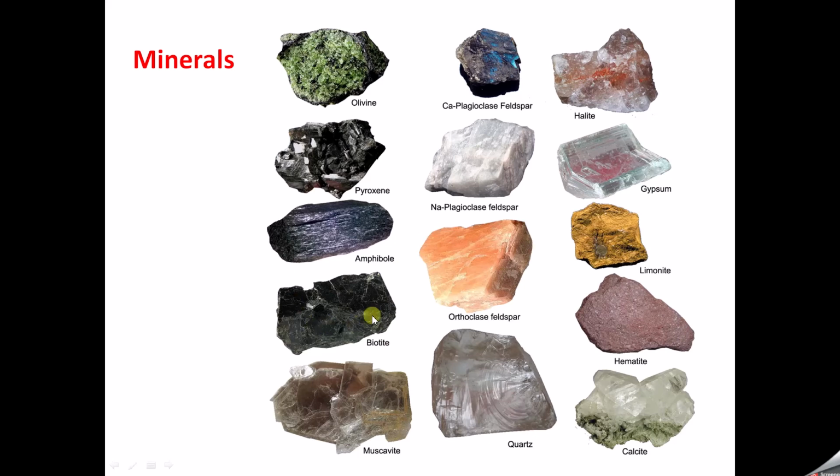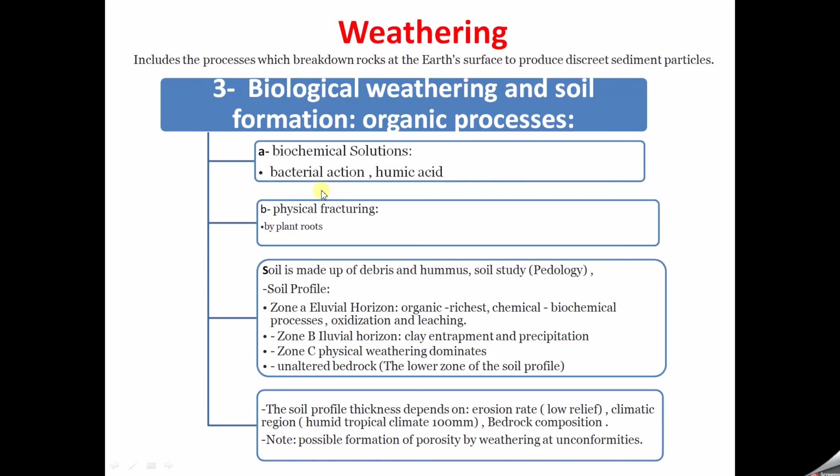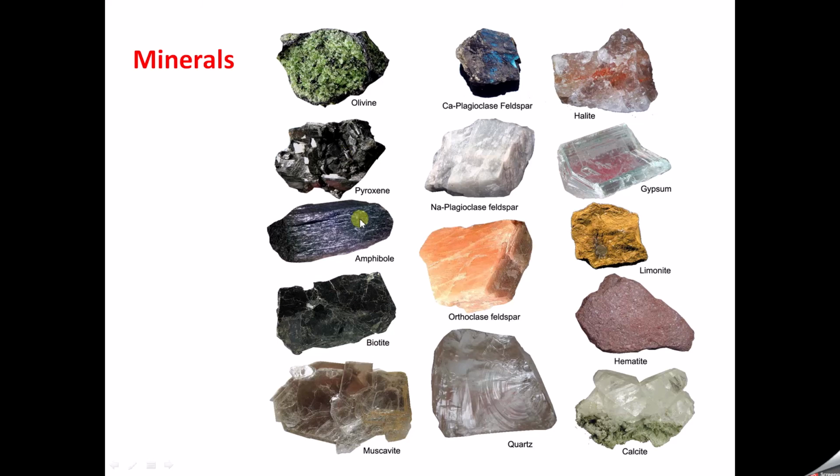So the mafic elements of Bowen's reaction series will be olivine, pyroxene, amphibole, and biotite. And the feldspar side will be calcium feldspar, which is calcium plagioclase, sodium plagioclase, and potassium feldspar, which is orthoclase. And the two at the bottom of Bowen's reaction series, muscovite and quartz.